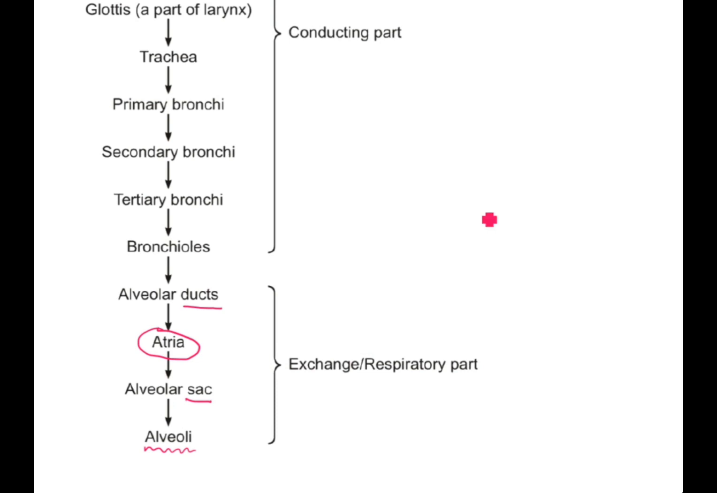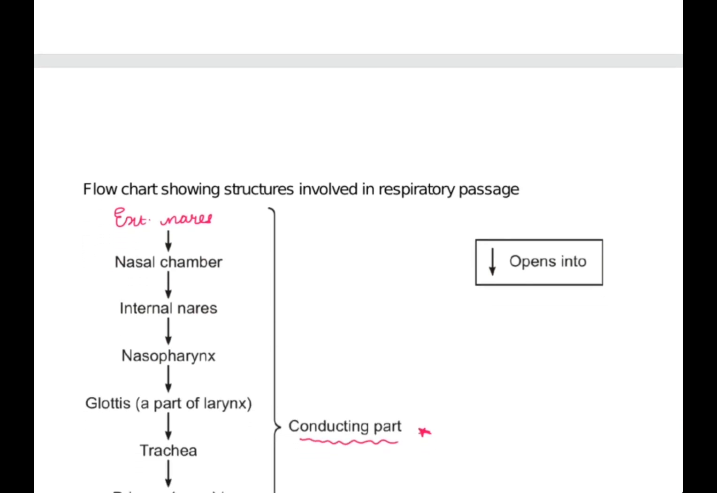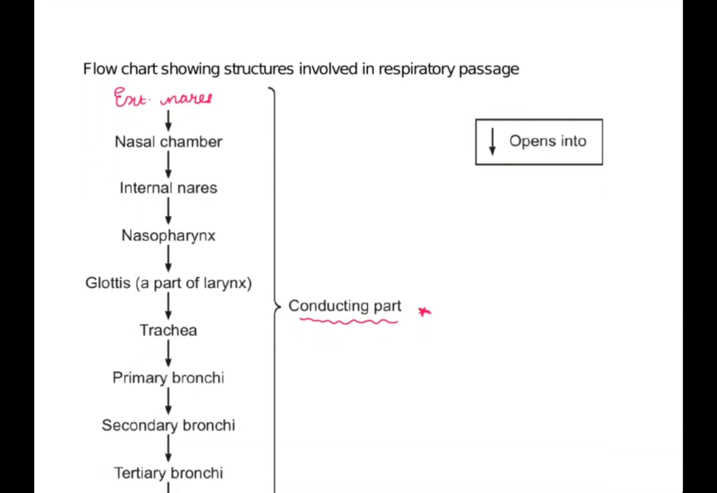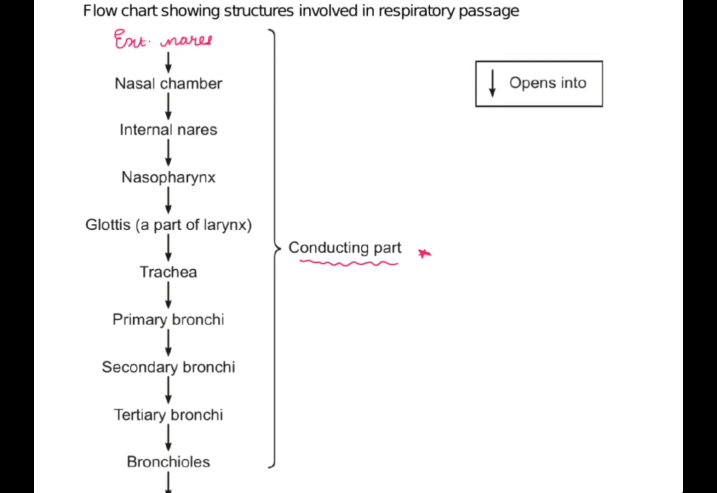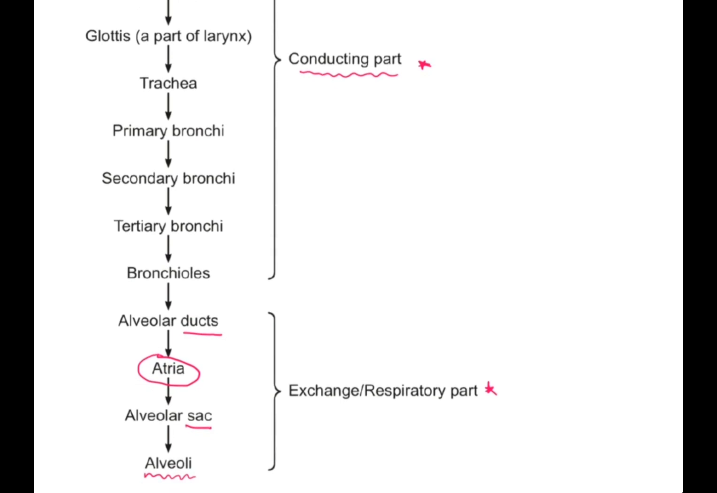So we can divide the human respiratory passage into two parts, the conducting part and the respiratory part or the exchange part. The conducting part starts from the external nasal aperture and terminates at the terminal bronchioles, whereas the alveoli and their ducts together form the respiratory or the exchange part.